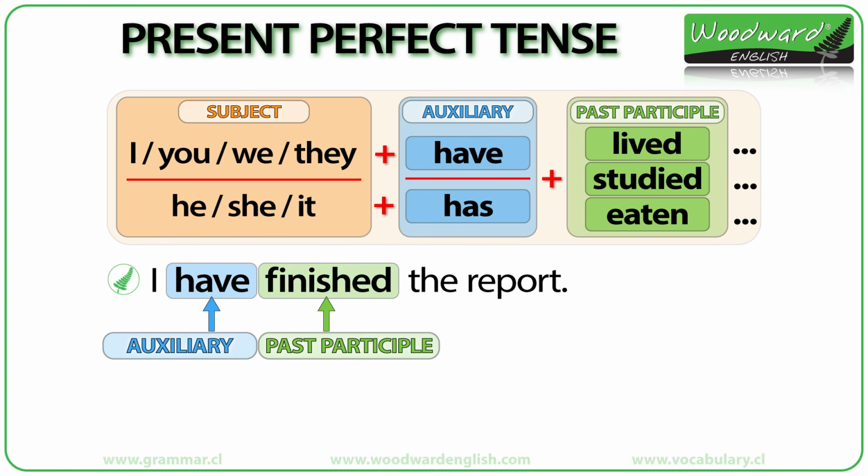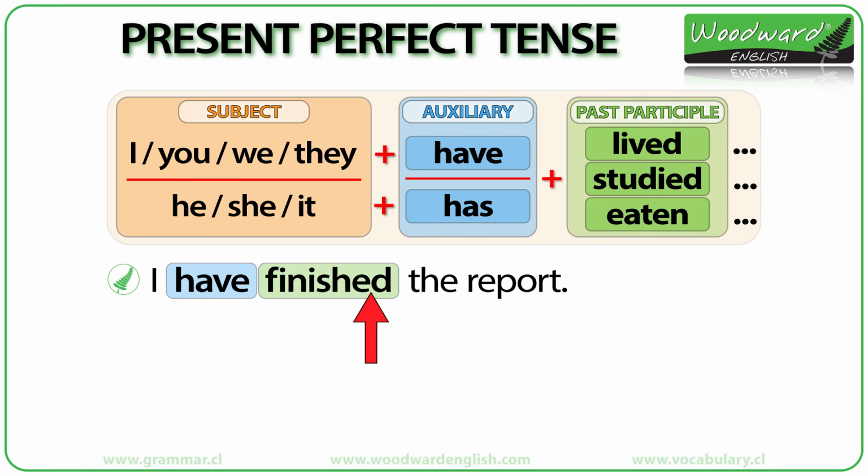The word order is subject, I, you, we, they, he, she, it, plus have or has, plus the past participle. The past participle can be regular or irregular. Let's have a look at the present perfect tense with regular past participles. Regular past participles end in ed. Some example sentences. I have finished the report.